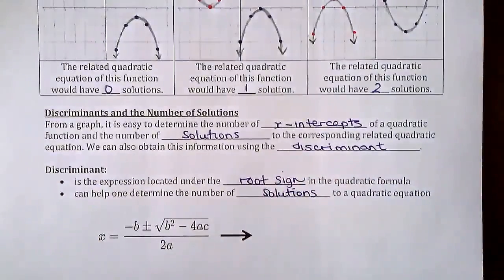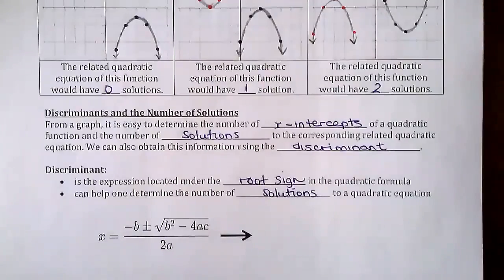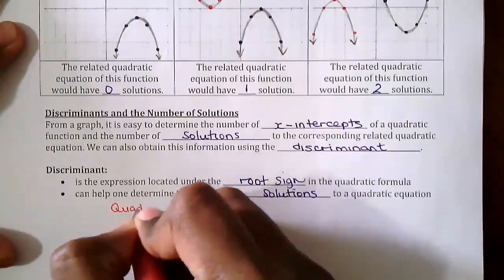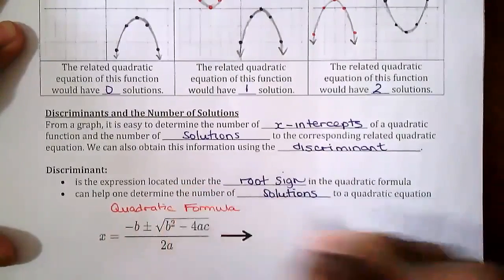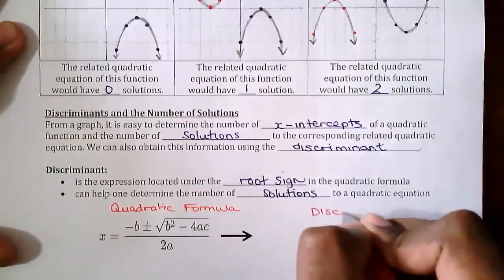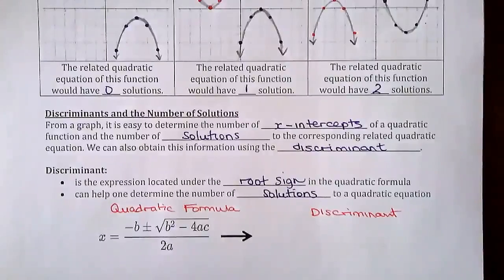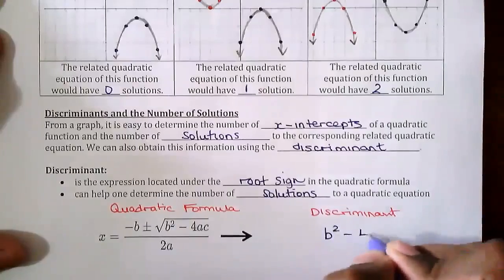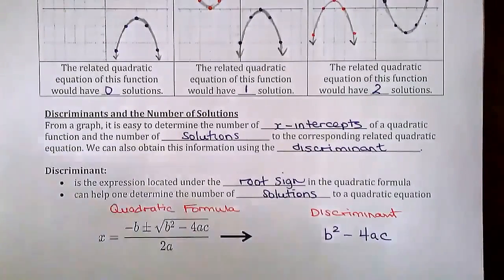It can help one determine the number of solutions to a quadratic equation. So here we have our quadratic formula. Let's label that. So this whole thing is called the quadratic formula. To get the discriminant, all we do is we look at the expression located underneath the square root sign. So in this case, it's b squared minus 4ac. This is our discriminant.